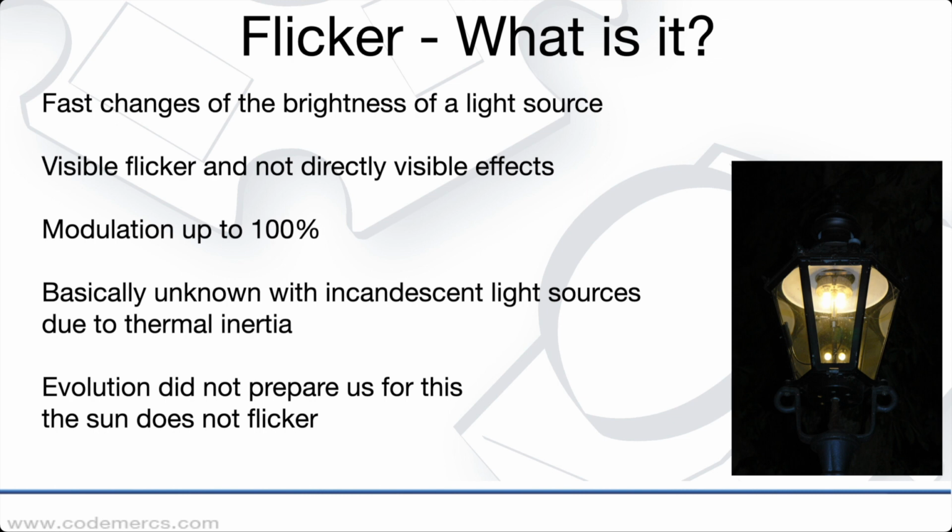There are visible flicker effects and not directly visible flicker effects. The modulation of the light can be up to 100%. This is a basically unknown effect with incandescent light sources, since they have thermal inertia. Evolution did not prepare us for this kind of light, since the sun does not flicker.